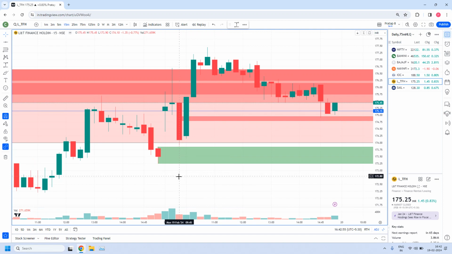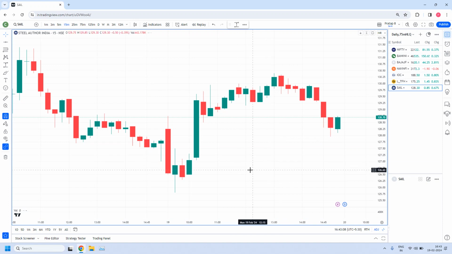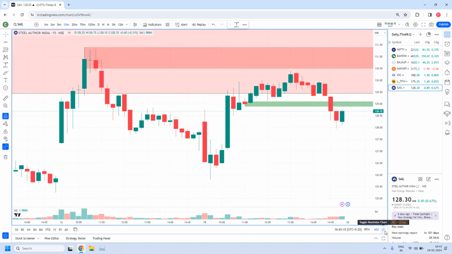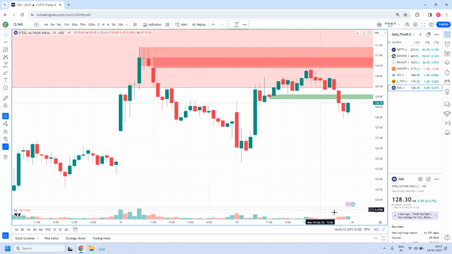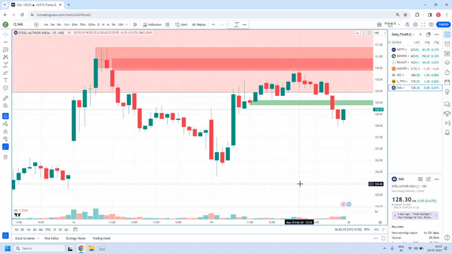So this is about L&T Financial Holding, and the next successful trade we got is SAIL. It is a smooth trade, but it is again a dynamic concept. It's not really a dynamic concept, but let me tell you what really happened here.